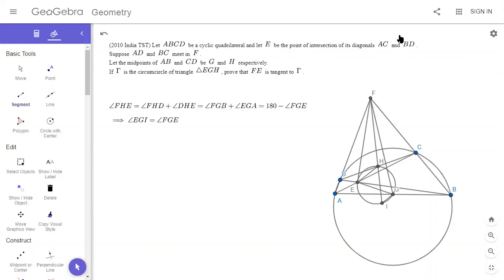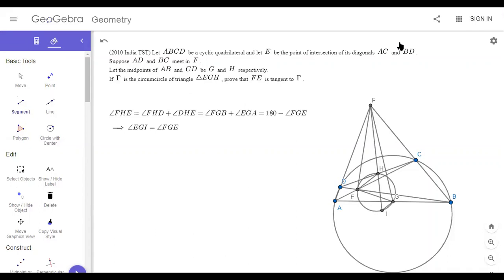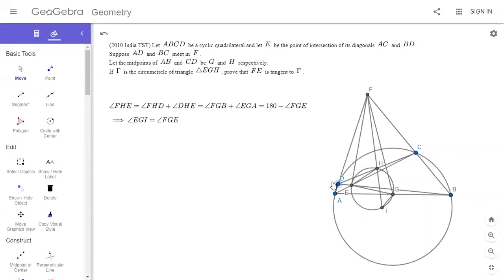What can be proven about triangle GFE? Not sure. What can point G be for triangle GFE? What if I add, so like, point H for triangle GFE.